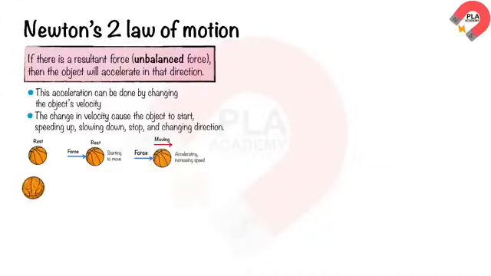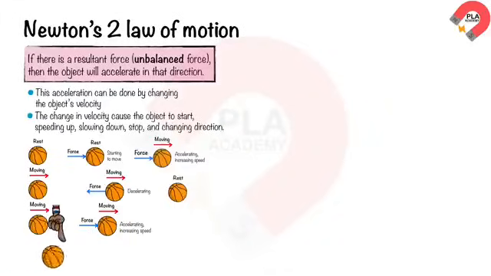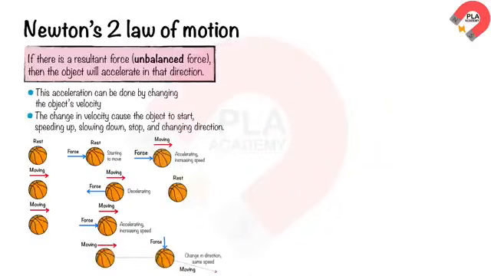If a resultant force acts on an object in the opposite direction of its motion, the object will decelerate, eventually coming to a stop. If a resultant force acts on an object in the same direction of its motion, the object will accelerate, further increasing its speed. If a resultant force acts on an object at a perpendicular angle to its direction of motion, the object will change direction, while its speed remains the same.